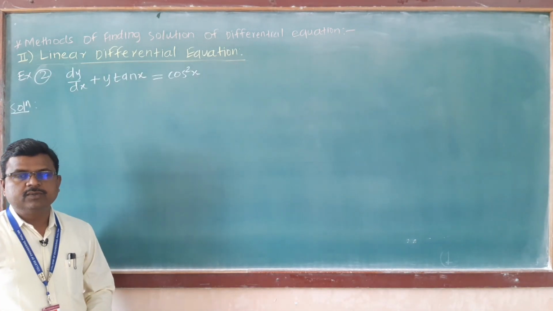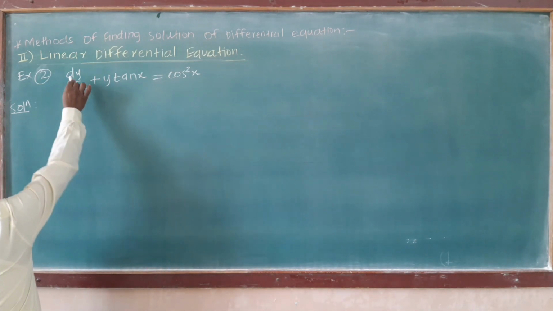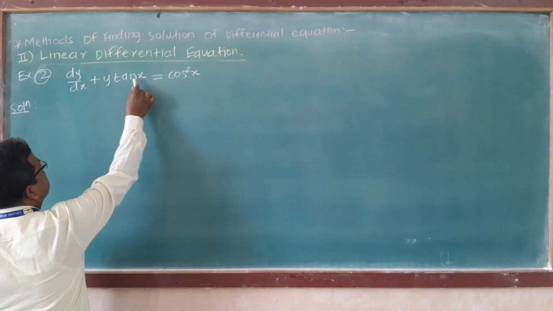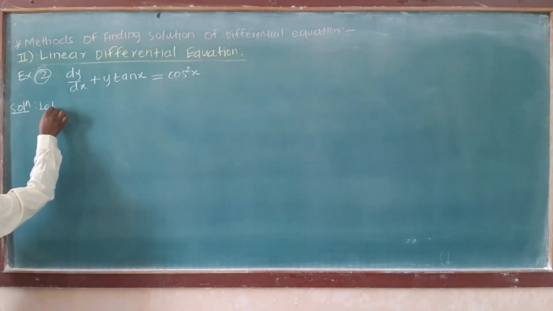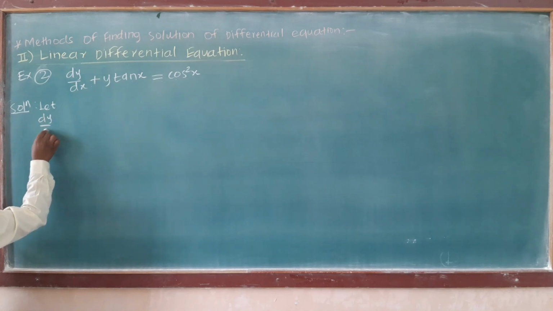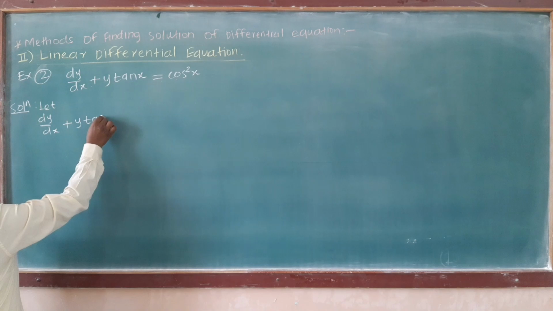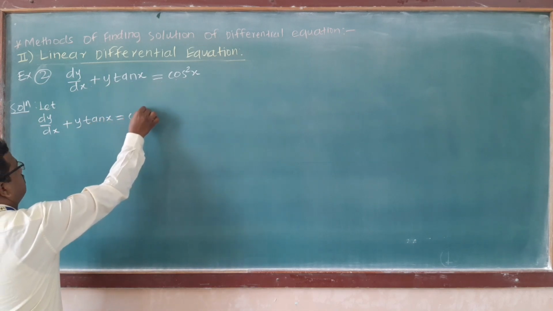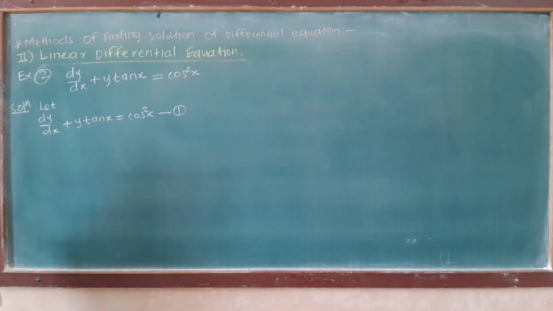See this example 2 of linear differential equation. dy by dx plus y into tan x is equal to cos square x. Let us call this equation number 1.